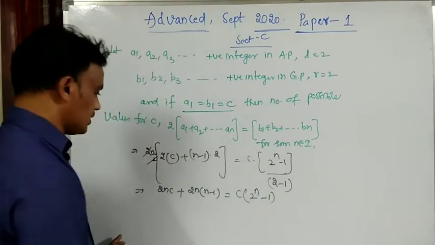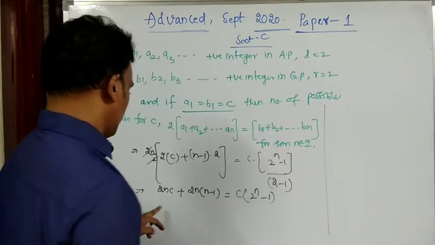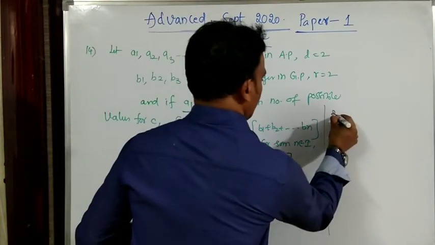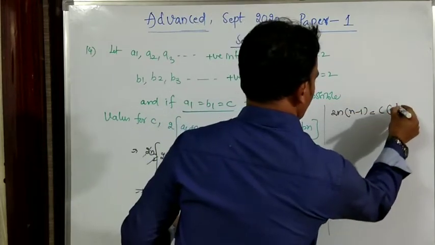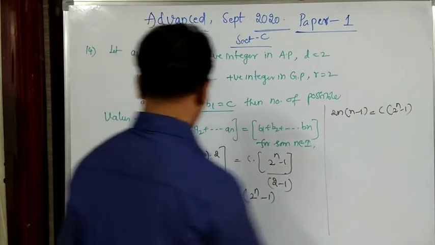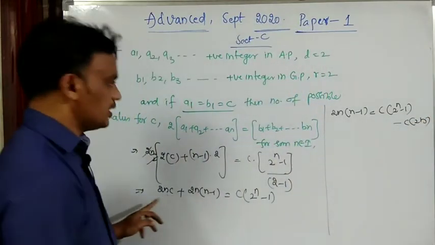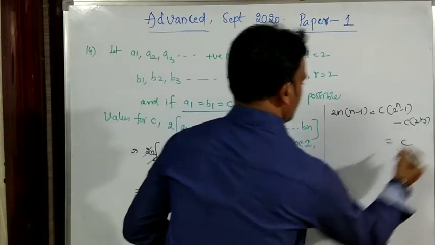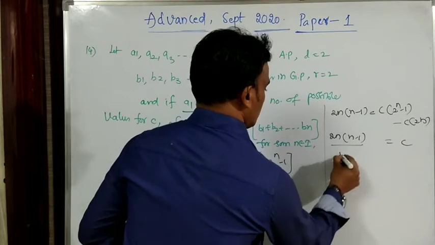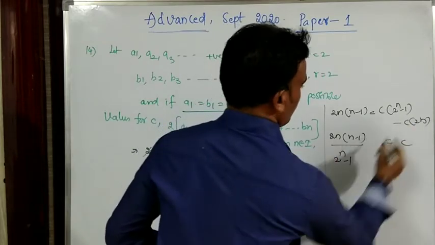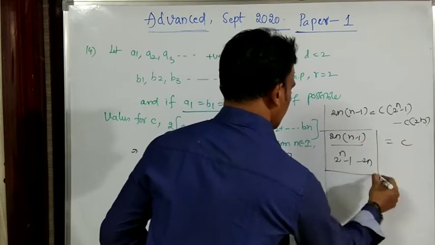So all the c terms, separating that, then you can get 2^n (n minus 1) equals c (2^n minus 1), minus c into 2n. Then what is the c value? c equals 2^n (n minus 1) divided by (2^n minus 1 minus 2n). This is the value of c.